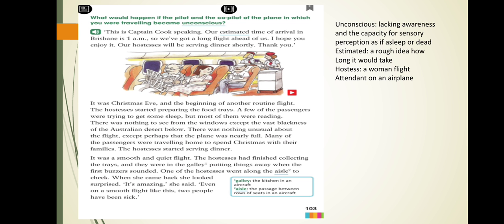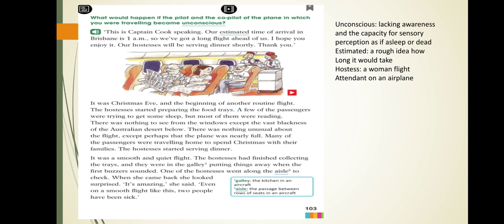See, here it is already given. So where is Brisbane? That is in Australia. Blackness also suggests that it was night. There was nothing unusual about the flight, except perhaps that the plane was nearly full. Many of the passengers were traveling home to spend Christmas with their families. The hostesses started serving dinner.